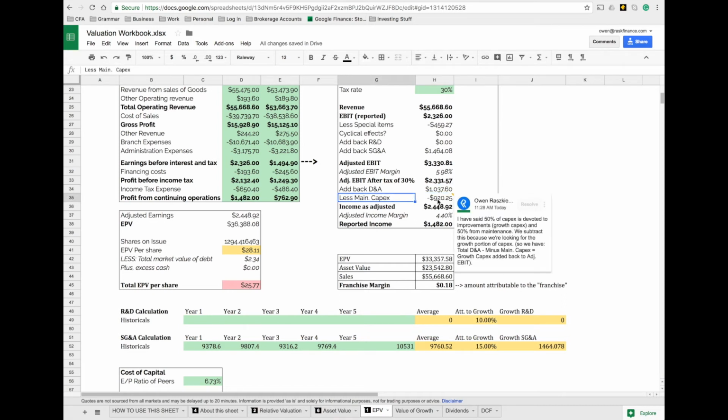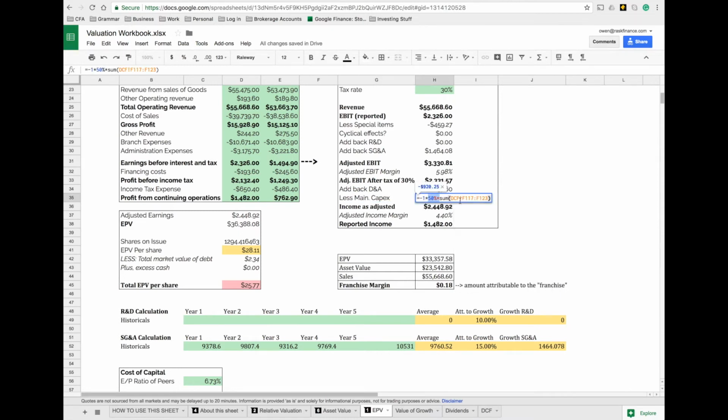Then we have the maintenance capex. So you'll see here it says less maintenance capex. Basically, Woolworths has spent money this year to maintain its business, but it's also spent money based on growth for the future. Remember, we're focused only on the maintenance part. So how do we isolate that? Well, we'll have to take away the growth portion. It's the same thing in this case because I've assumed that Woolworths spends 50% of its capex on growth. So I've taken that away from the adjusted EBIT figure after tax.